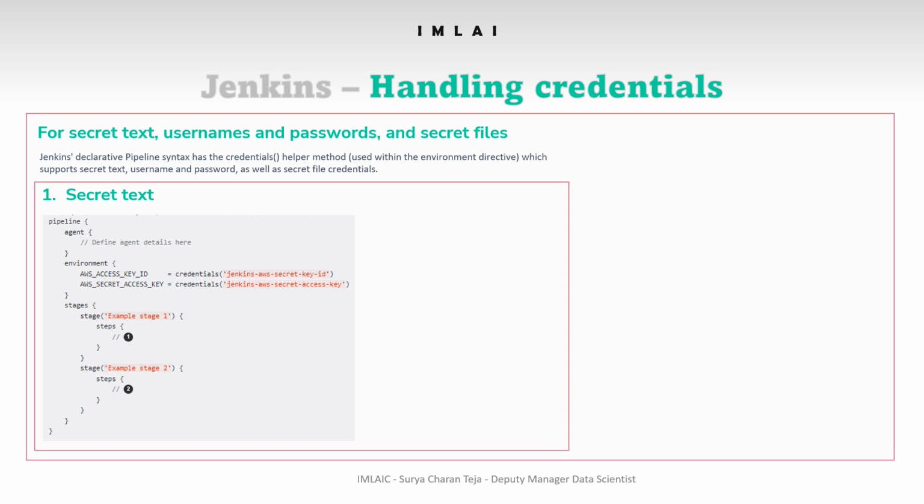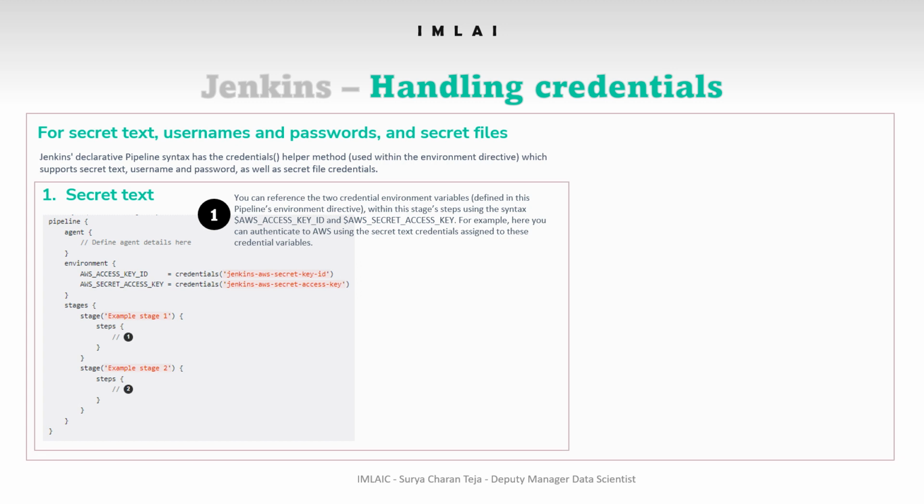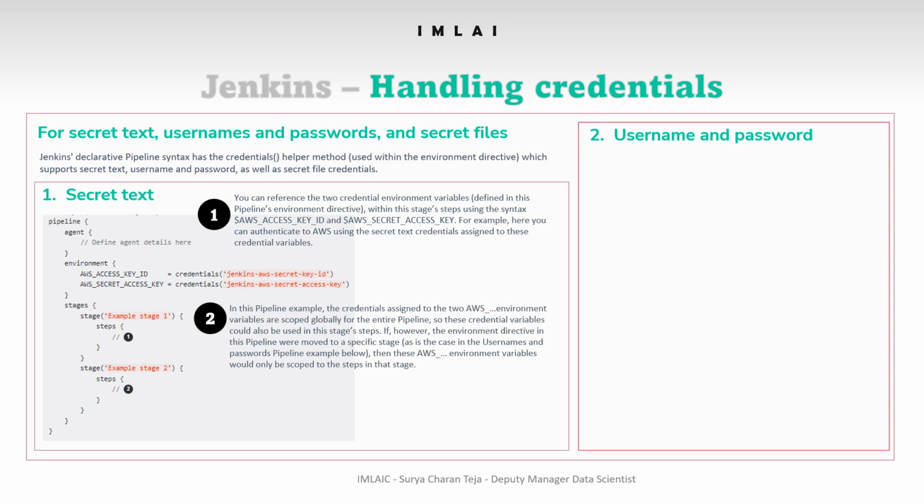But the issue here is secrecy. We will discuss the secrecy, but before that we're going to build this pipeline and see what's going to happen. In this pipeline example, the credentials assigned to the two AWS environment variables are scoped globally for the entire pipeline. So these credential variables could also be used in stages and steps.